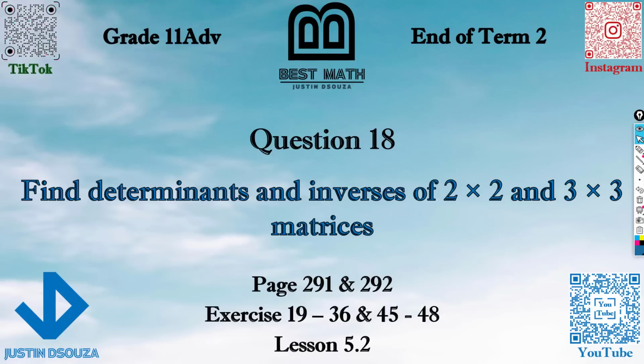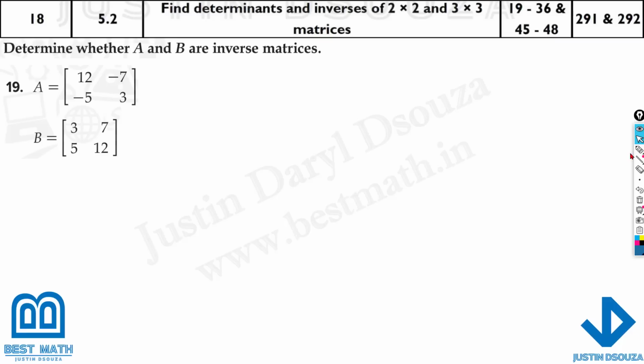Question 18 is to find determinants and inverses of matrices. It is from lesson 5.2. Here we have got 2 matrices. You can see it's matrix A and B. They both are 2 rows, 2 columns. Now we need to find whether they are inverse of each other. There are different methods. They have not specified which method to use or anything.